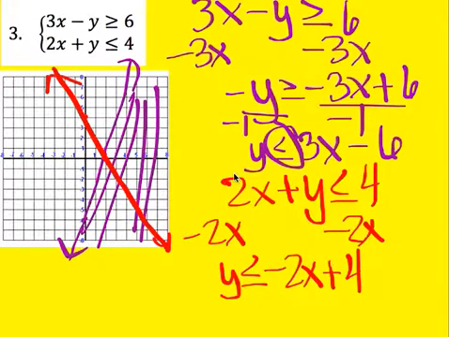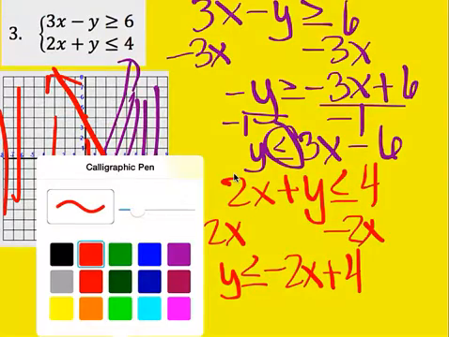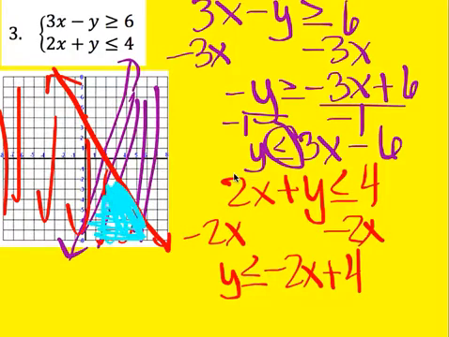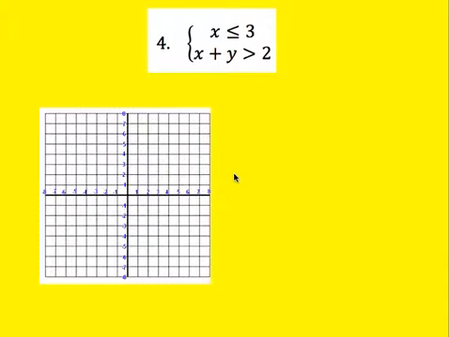And we're going to draw a solid line through that. And again, I'm facing away from the y, so I'm going to shade down. And I want to shade in color to make it really obvious, or just shade it really dark to make it really obvious where your final answer is. So that's your final answer for number 3. Now, let's take a look at number 4.